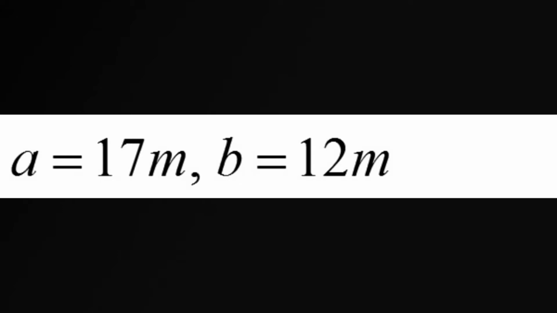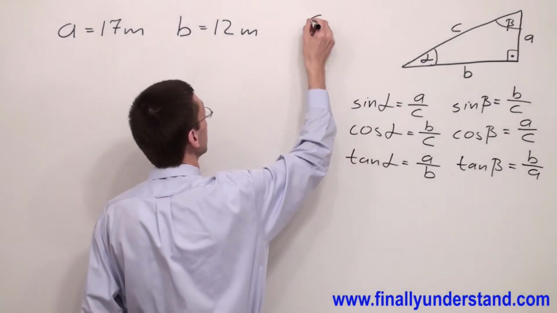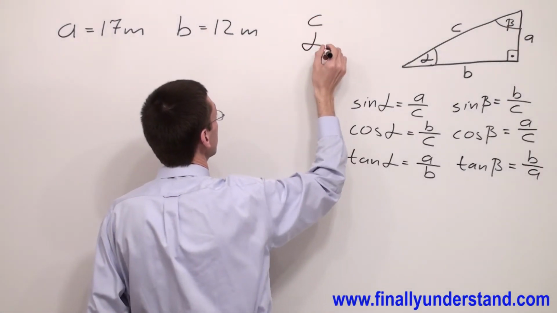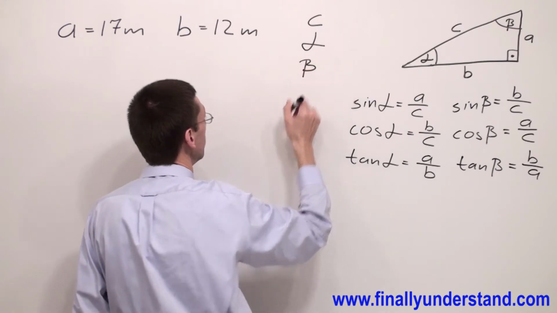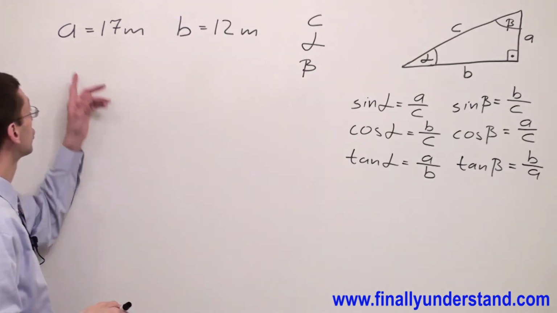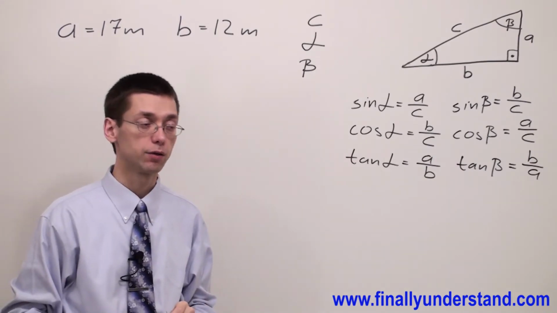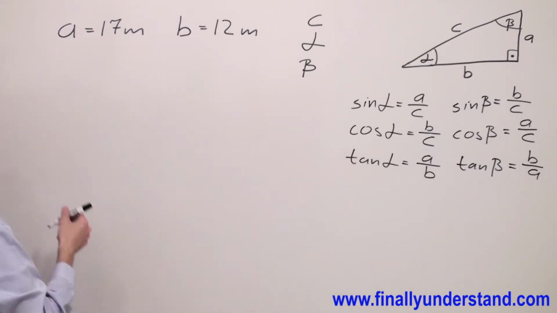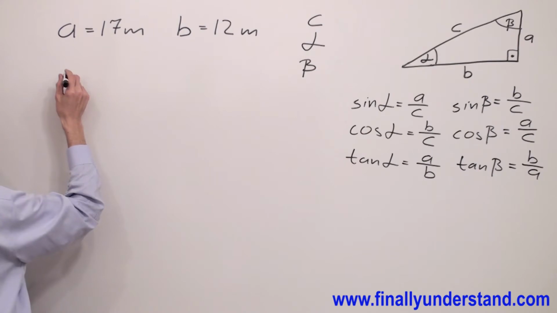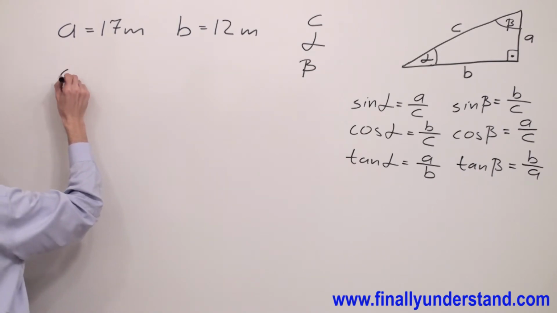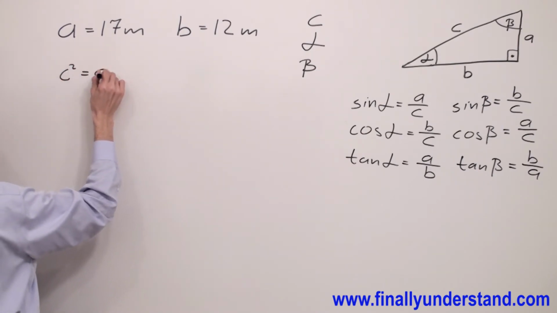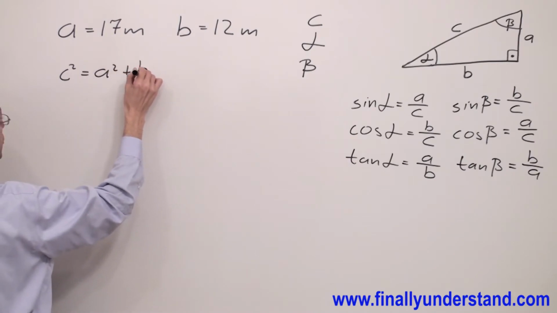We have another example on the board. This time we're supposed to find the length of side C and angle alpha and angle beta. Because the two lengths are given, I can find the third side by using the Pythagorean Theorem. C squared is equal to A squared plus B squared.